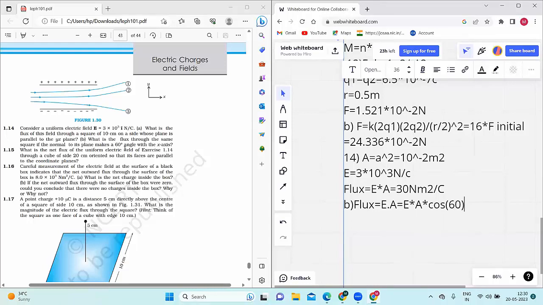So substituting the values, we have the E value as 3 into 10 power 3 Newton per coulomb, and area is 10 power minus 2 meter square. And also we know that cos 60 is 1 by 2. We will get the value of 15 Newton meter square per coulomb.